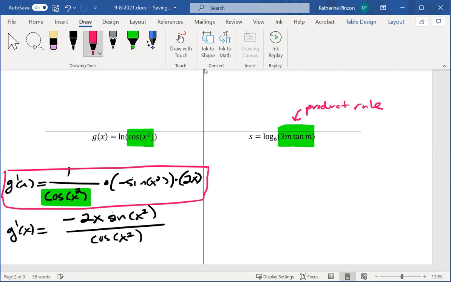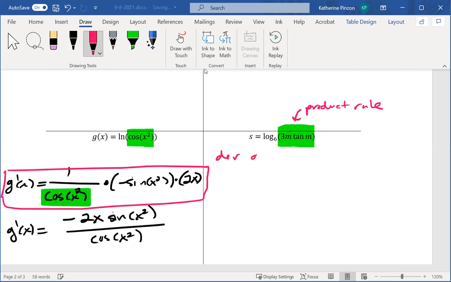Do I need the chain rule? Yeah, because I have a log with inside stuff, right? So I'm still gonna need the chain rule, but I'm gonna need the chain rule and the product rule. When I take the derivative of this green stuff, I'm gonna need to use the product rule. I think we should do that separately. Yeah, let's take the derivative of that green stuff first.